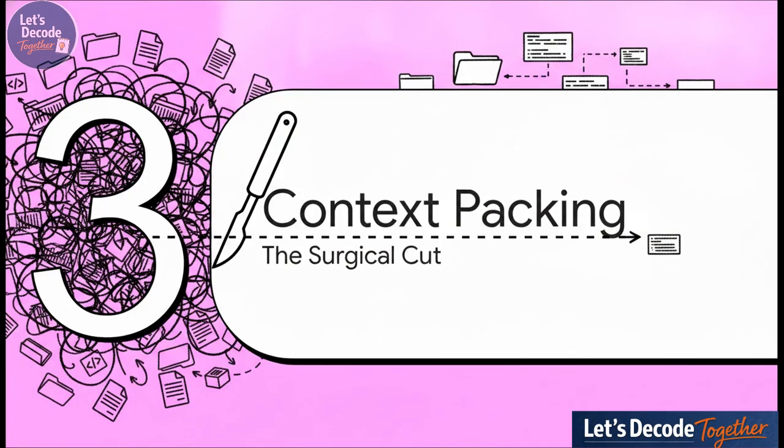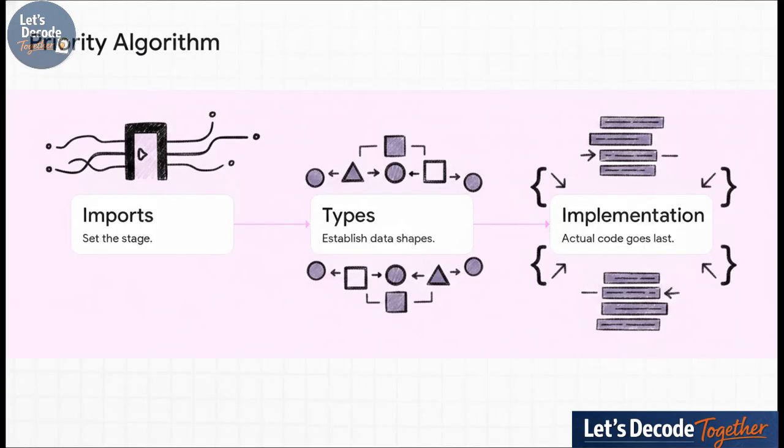Moving right along to Section 3, Surgical Context Packing. Okay, so we have our top 15 chunks. How do we actually hand them over to the large language model? Cursor uses a highly deliberate ordering system. Imports go first, beautifully setting the stage. Type definitions go second, establishing the rules and the shapes of your data. And finally, the actual code implementation goes last. This strict priority algorithm is crucial. It ensures the LLM sees exactly what it needs, in the precise, logical order required to understand how all your pieces fit together.